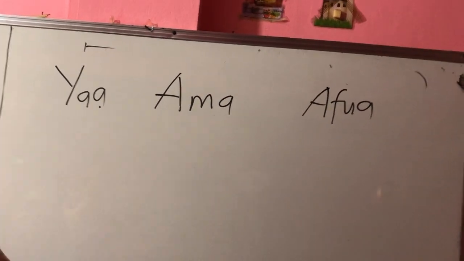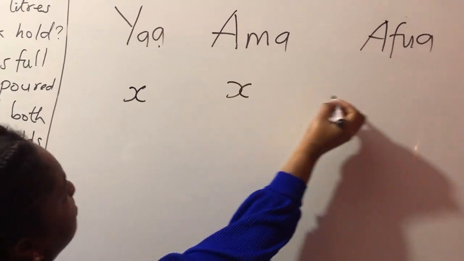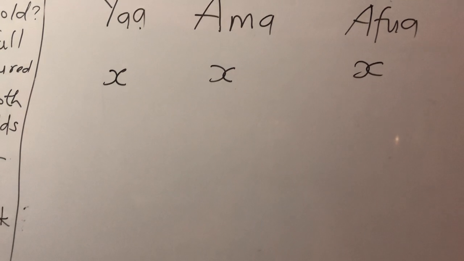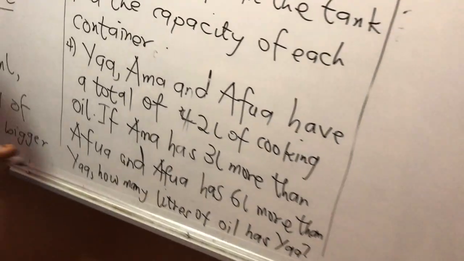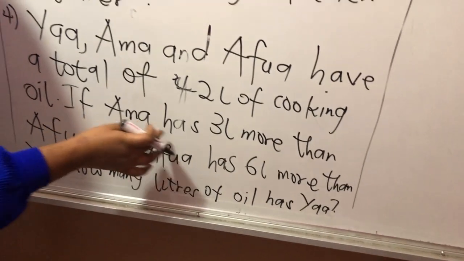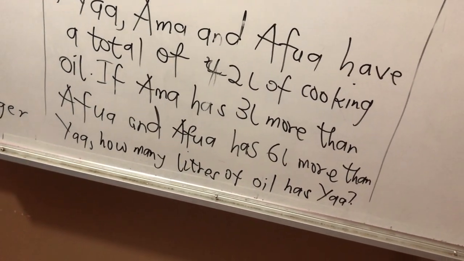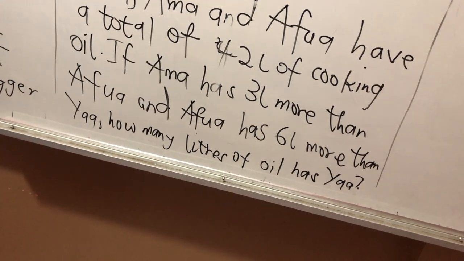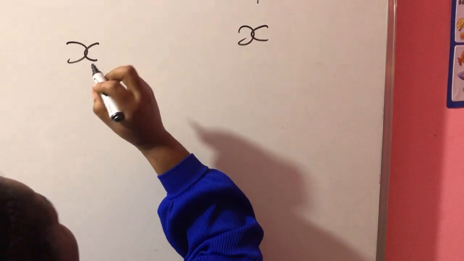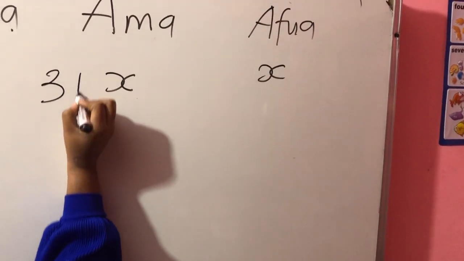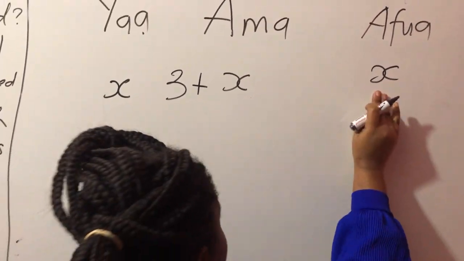Let's look at the question. Now let me use the total oil as what? X. Okay. Now, let's come back to the question. They said that if Ama has 3 liters more than what? Ifua. So Ama is having what? Who has the 3 more? Okay. So 3 plus X. Because Ama has what? 3 more than Ifua.